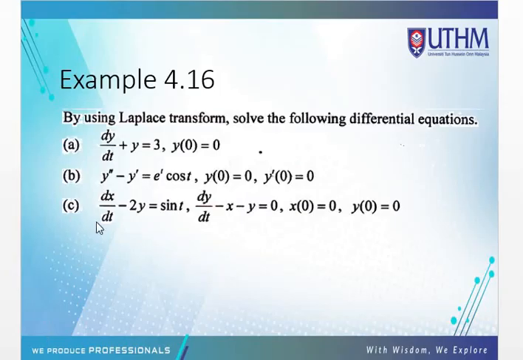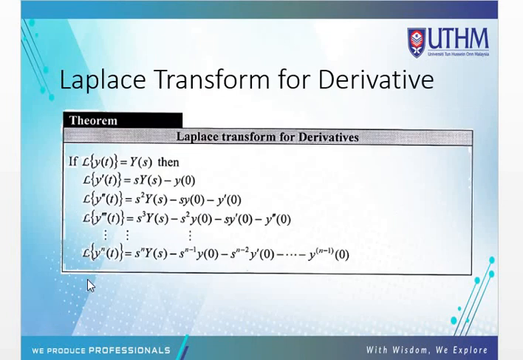Next, we move to the second question. y double prime minus y prime equals e to the t cos t, and the initial conditions are y(0) equals 0 and y prime(0) equals 0. For the Laplace transform of y double prime of t, we can change it to s squared Y(s) minus s y(0) minus y prime(0).